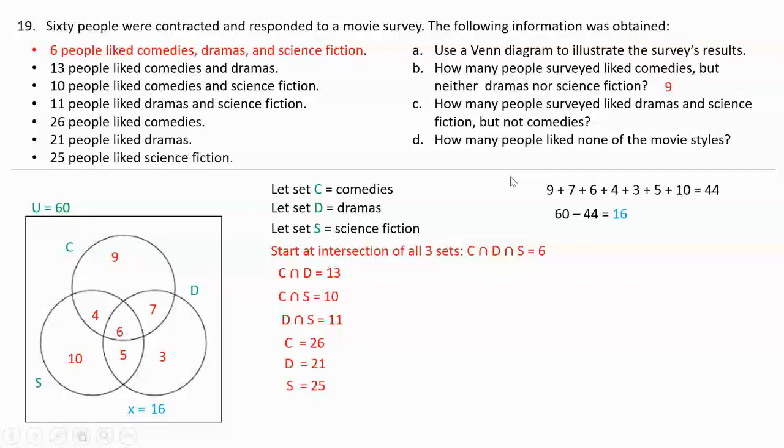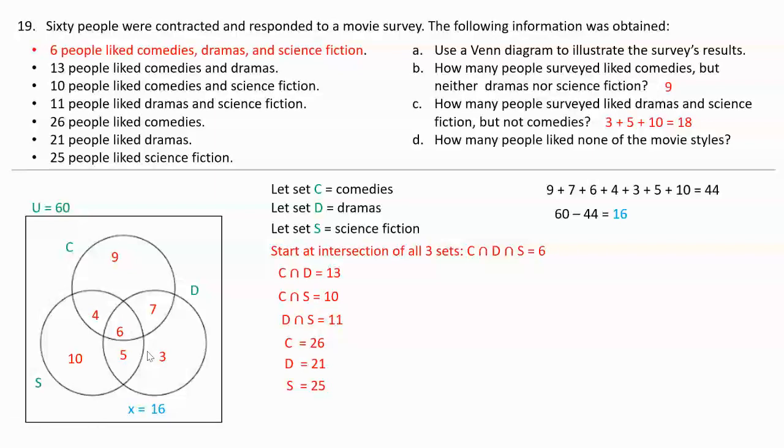Look at part C. How many people surveyed like dramas and science fiction, but not comedies? So let's go to dramas and science fiction. You see dramas and science fiction, right? So it's going to be these two, but not comedies, so not these. So the answer will be 10 plus 5 plus 3, which will give us 18. So 18 people like dramas and science fiction, but not comedies.